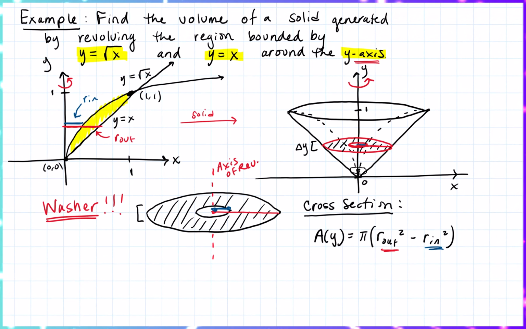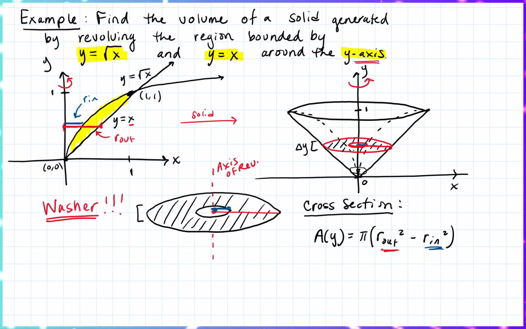What do those look like to put into the formula? So let's think about that. How do I calculate the length of that outer radius? Well, going back to how we calculated areas, that length right there would be the function on the right, which is this function, minus the function on the left.